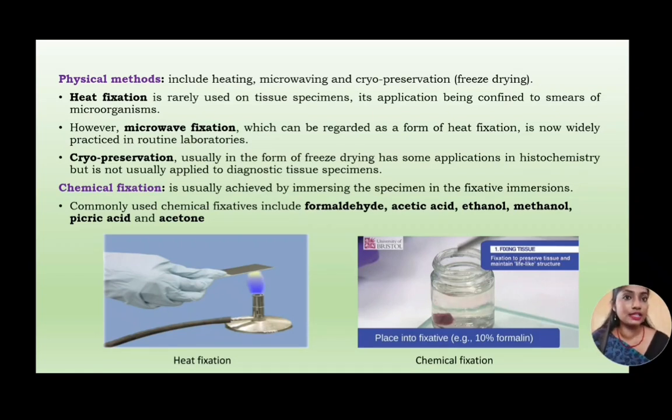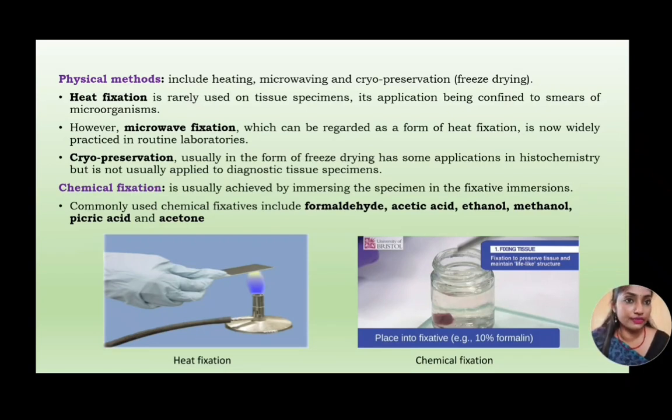Heat fixation is rarely used on tissue specimens, but rather it is most useful for microscopic organisms like microbes. So it is mostly employed to fix microbes. Say for example, in the image given below, you can see how heat fixation is done. That is, we are going to subject the slide to direct heat of a Bunsen burner, not directly on top of the flame, but slightly above the flame, so that the heat can fix the organism to its place.